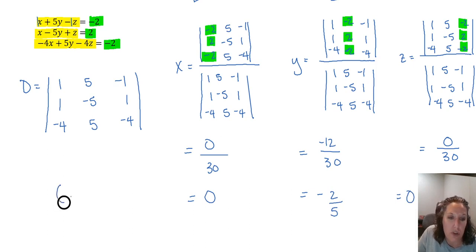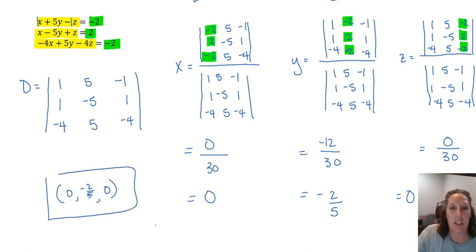So this, as an ordered triple, would be the point x equals 0, y equals -2/5, z equals 0.